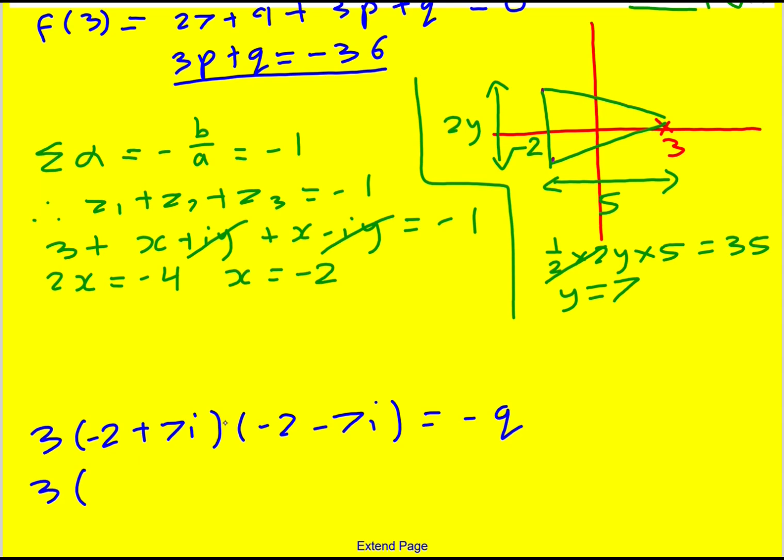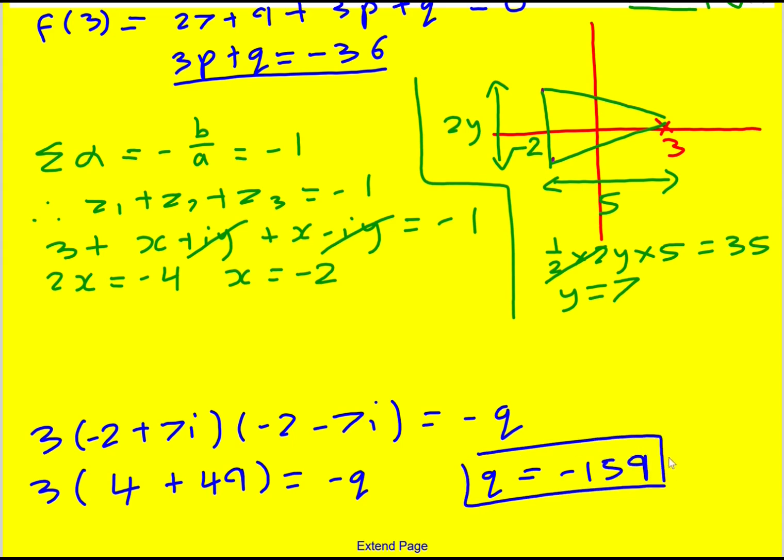And let me multiply this out. It's going to be a difference of two squares. I'm going to get 4 minus 49i squared, so plus 49, and that's going to equal minus q, which gives us q equals, because this becomes 53 times 3, 159, then it's negative, so minus 159. Okay, going to put a little box around that one.